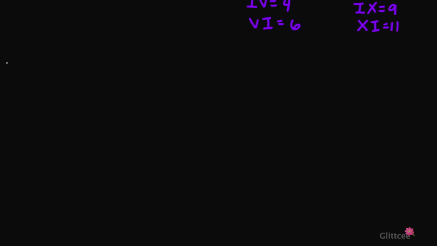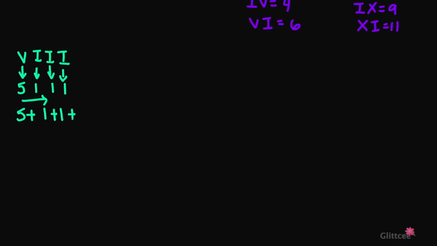So let's say we have the Roman numeral VIII. So V is 5, I is 1, I again is 1, I again is 1. Based on these numbers, I'm going from a big number to a small number, so I'm adding 5 plus 1 plus 1 plus 1, and this is going to give you 8. And then 5 plus 3, and this is 8. So VIII is 8.